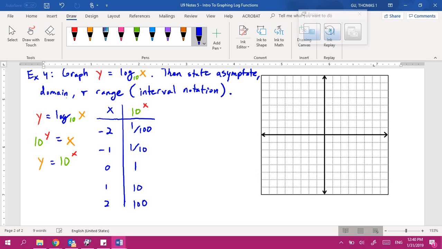Okay, anyways, and what do I do with these values now? What do I do with this table? All right, we're going to flip the x and the y's. Remember, this is a table for our exponential graph, right? This is not the log base 10 of x graph. So we're going to switch the x and the y's here. That will give us what we're looking for.